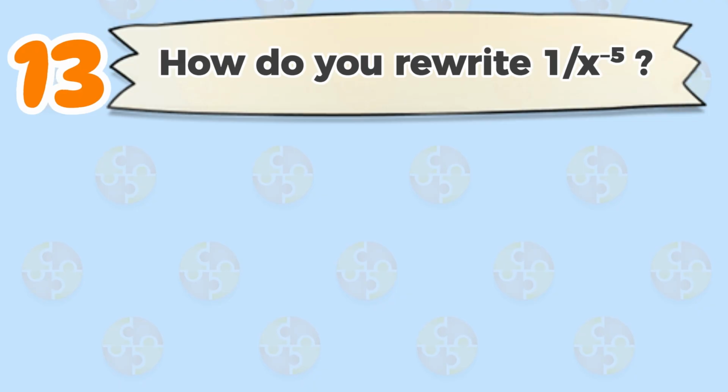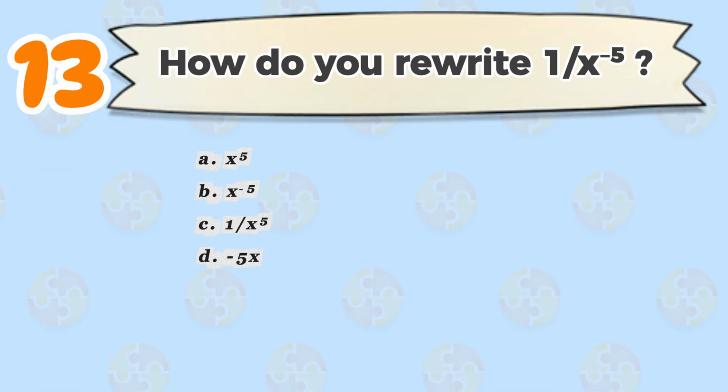Question number 13. How do you rewrite 1 over x to the negative 5th power? The choices are A. X to the 5th power, B. X to the negative 5th power, C. 1 divided by x to the 5th power, D. Negative 5x.